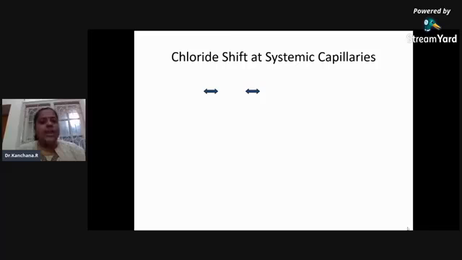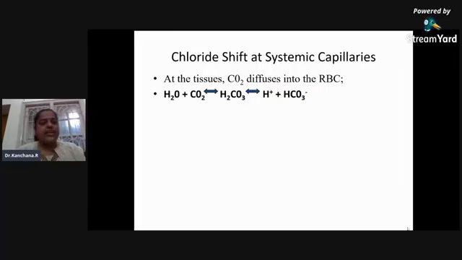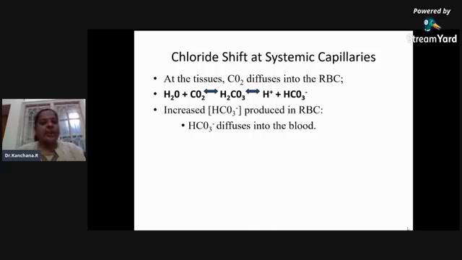Now, what is the chloride shift in systemic capillaries? At the tissues, carbon dioxide diffuses into the RBCs. H2O plus CO2 combines to form H2CO3, giving H plus and HCO3 minus. Now, there is increased HCO3 produced in the RBC. It diffuses out into the blood. RBC becomes more positive.